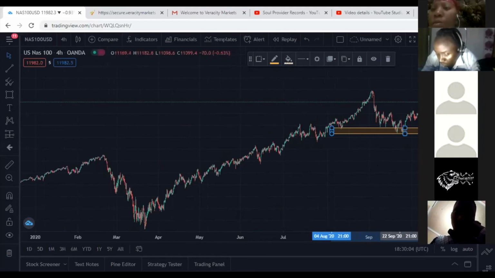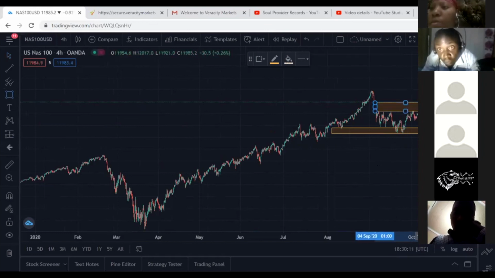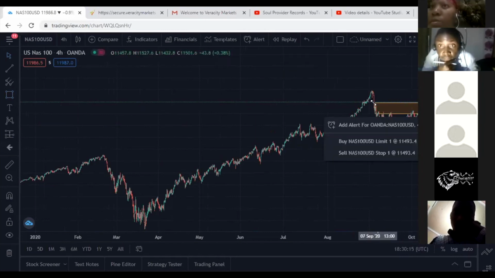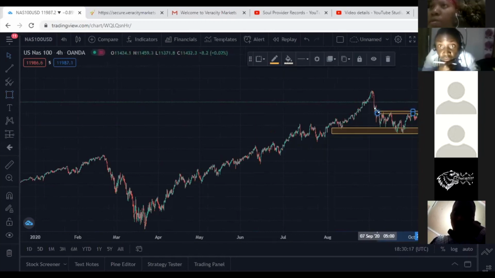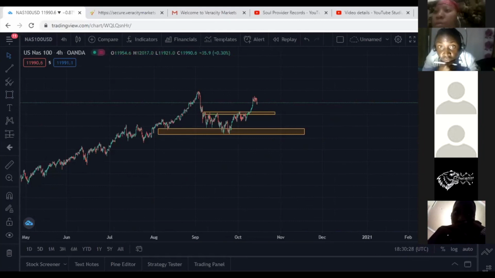So this was our previous resistance here. As you can see, why do we call it support and resistance? This means supply and demand. So here, this is our supply and this is our demand zone. Okay, so these are the important factors that you need to be looking at.